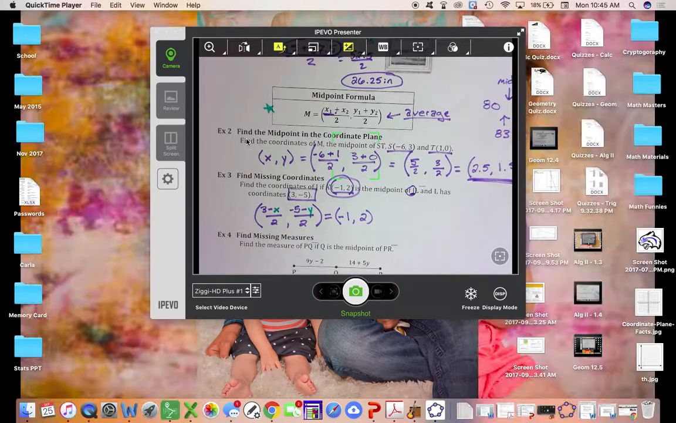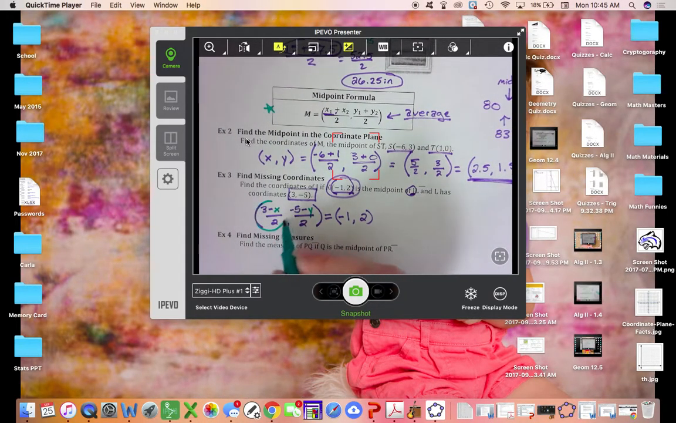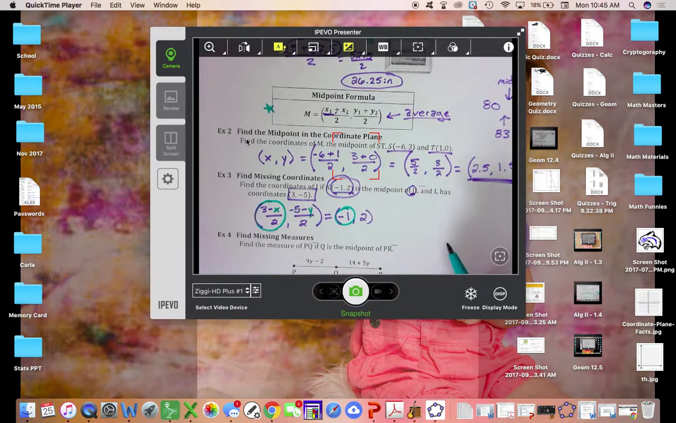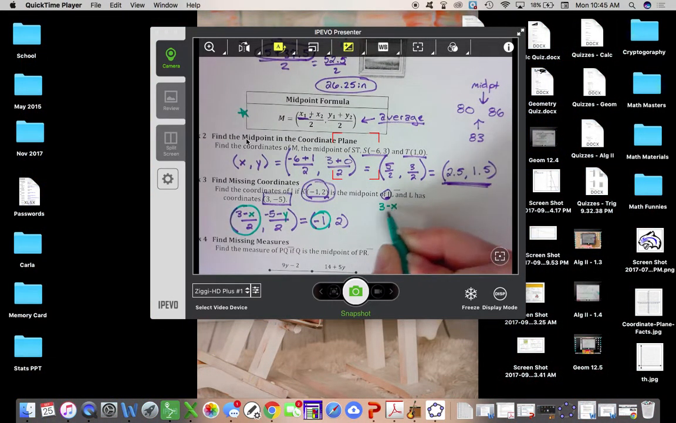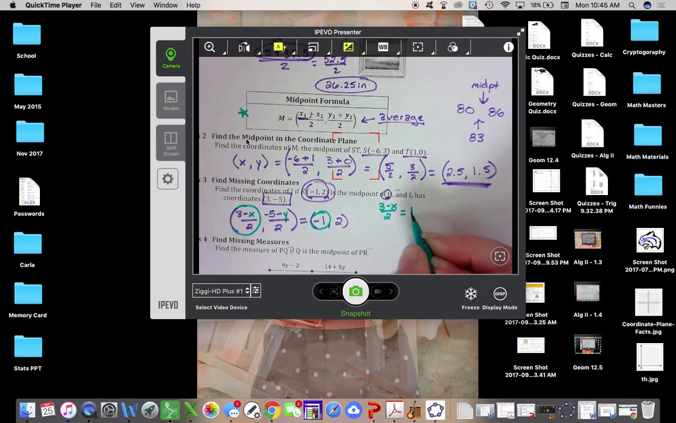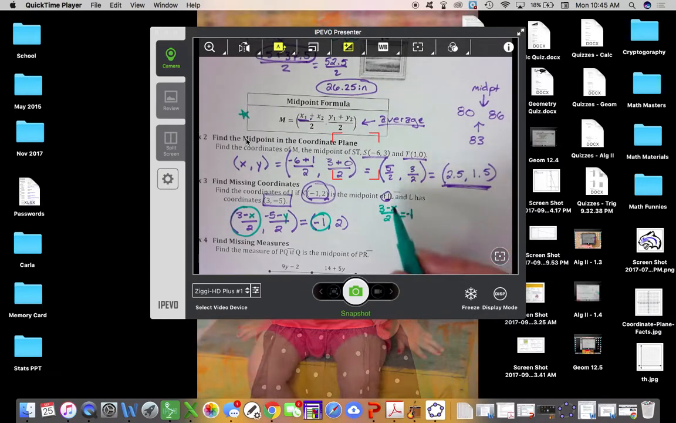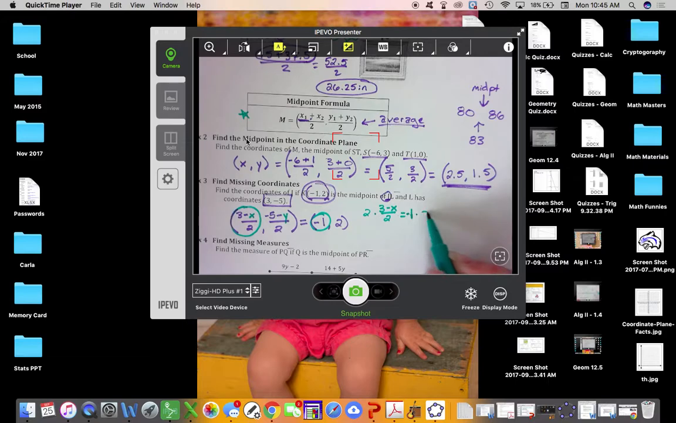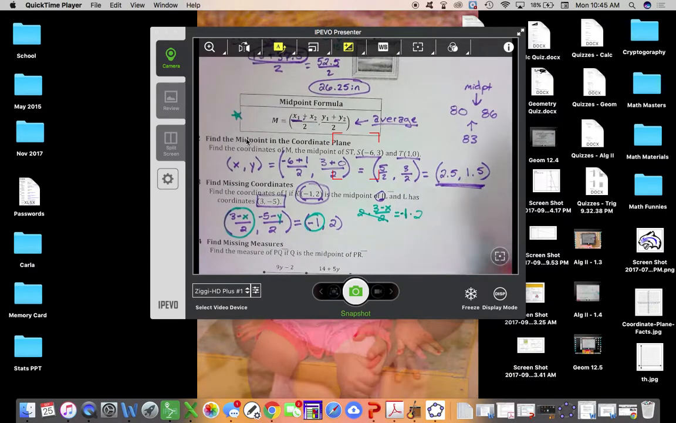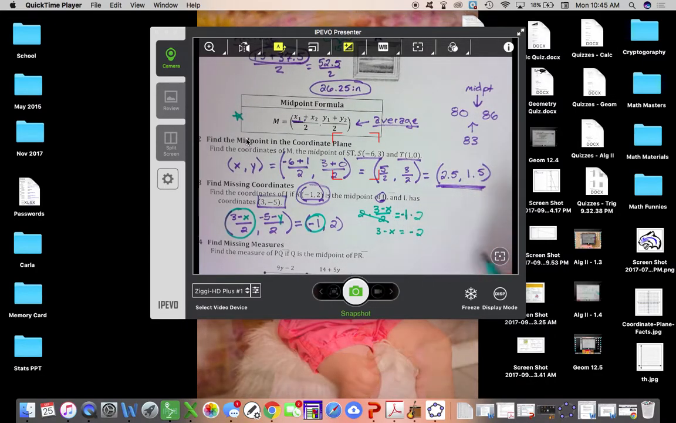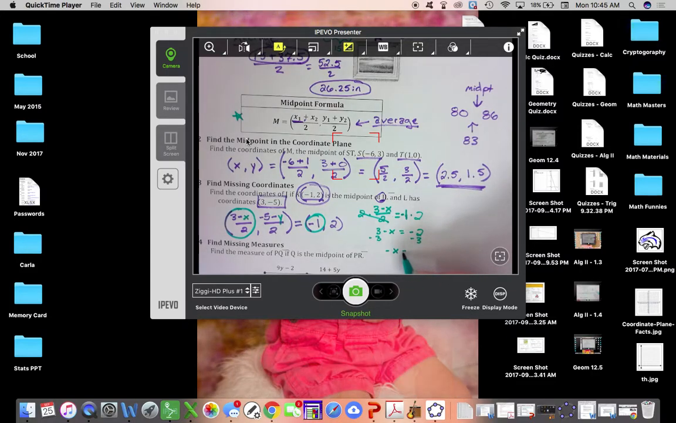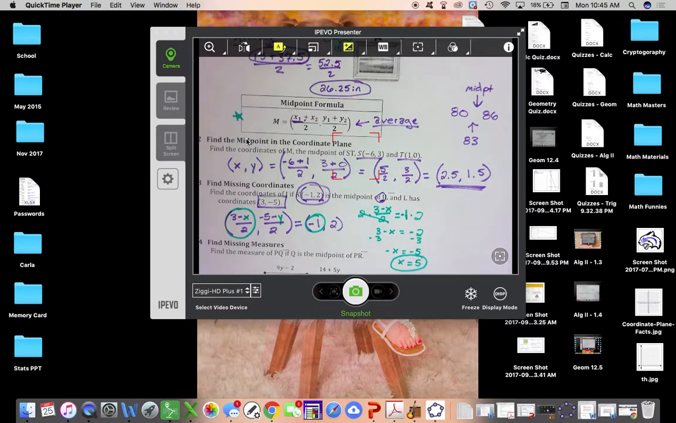So what we want to have happen is (3 minus x) divided by 2 has to be equal to -1. To solve for x, we're going to do a little bit of algebra. We multiply both sides by 2 to get rid of the 2 in the bottom. 3 minus x is equal to -1 times 2, which is -2. If I subtract 3 from both sides, negative x is equal to -5, so positive x is equal to 5. That gives me my x coordinate.